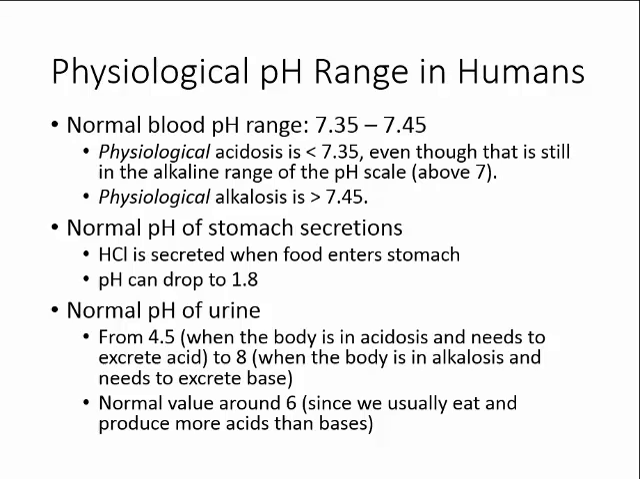For example, the normal pH of stomach secretions, because hydrochloric acid is secreted when food enters the stomach, is about 1.8, very acidic. The normal pH of urine can range very widely from an acid pH of 4.5 when the body is in acidosis and needs to excrete acid, up to a high of about 8 when the body is in alkalosis and needs to excrete base. The normal value of human urine is around 6, since we usually eat and produce more acids than bases.